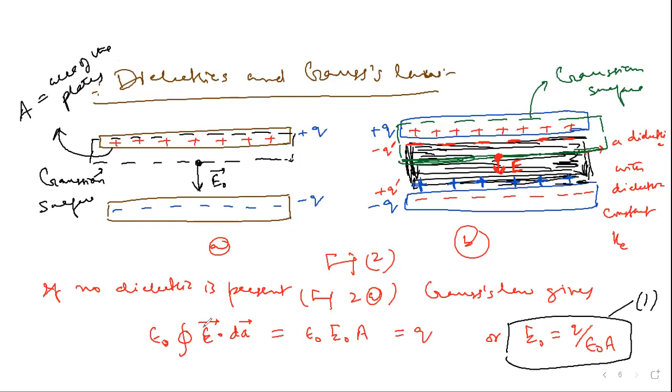So when we calculate this flux through the Gaussian surface, only this lower face of the Gaussian surface will contribute. That is just E naught A, right? So we have solved for the electric field between the plates of the capacitor E naught as Q by epsilon naught A. Now let us move to situation second.